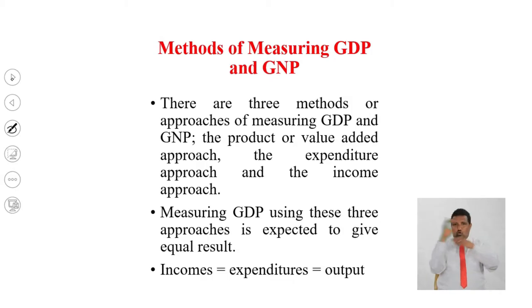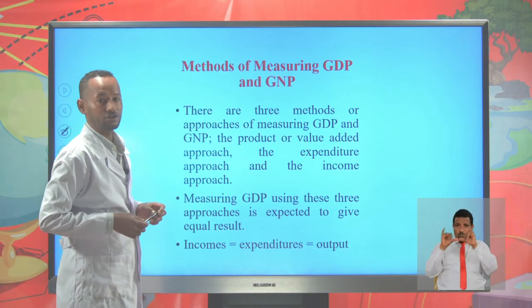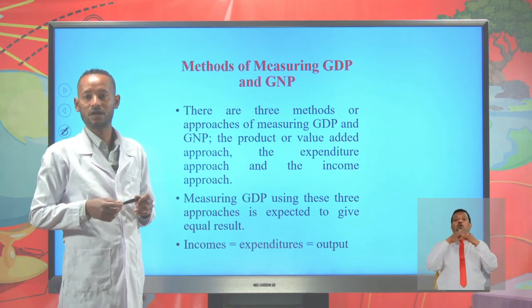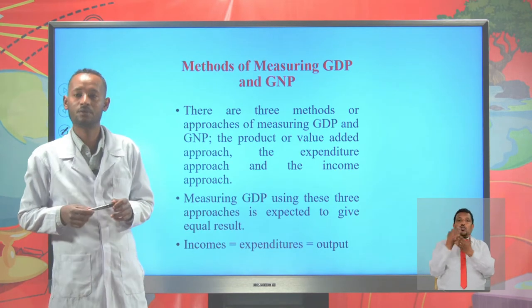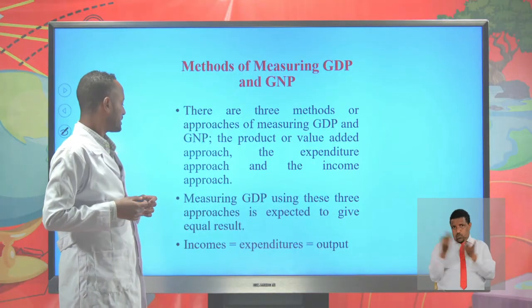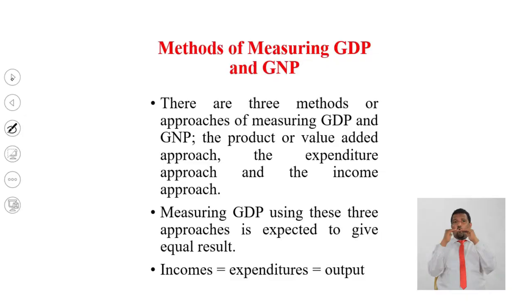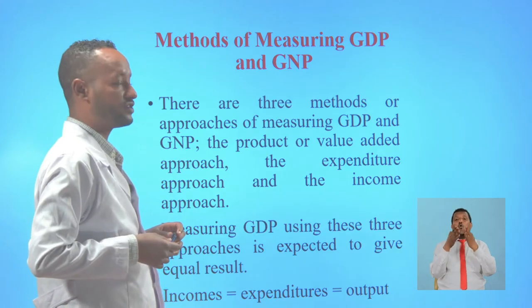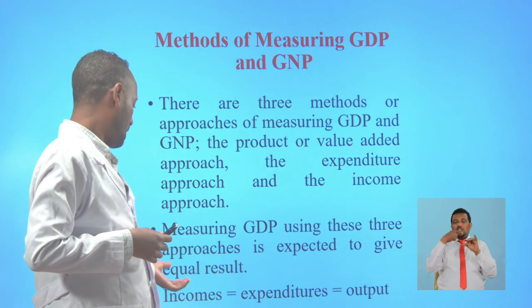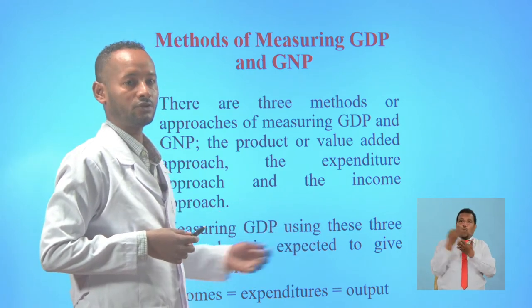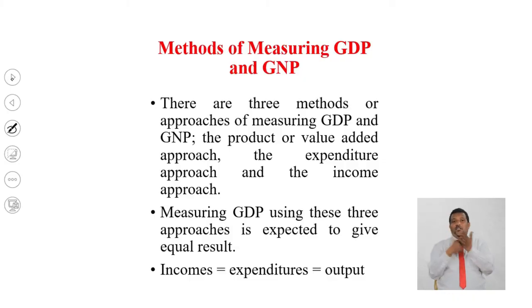Now, let's see the methods of measuring GDP and GNP. There are three approaches of measuring GDP, gross domestic product, and GNP, gross national product. Measuring GDP using these three approaches is expected to give equal results. That means the three methods of measuring GDP and GNP are the income approach, the expenditure approach, and the product or the output approach. All these are expected to give equal results.